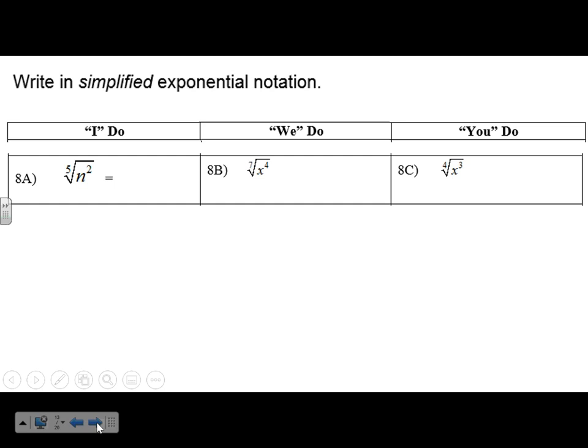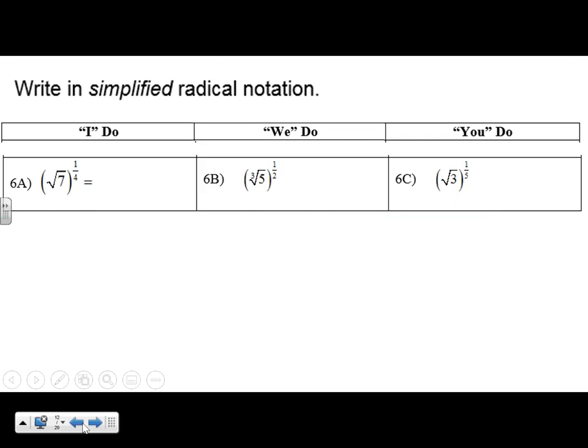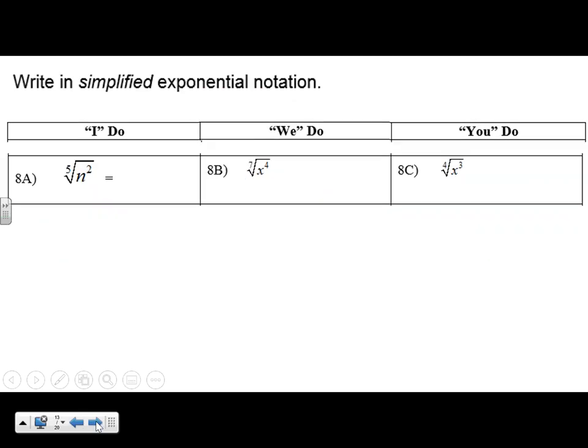So now this one is back to exponent form, one exponent form. So I think these are actually easier than the ones we just did. You just have to make sure this is n raised to the 2 over 5. X raised to the 4 over 7. Just make sure the exponent's in the numerator. And x raised to the 3 over 4.